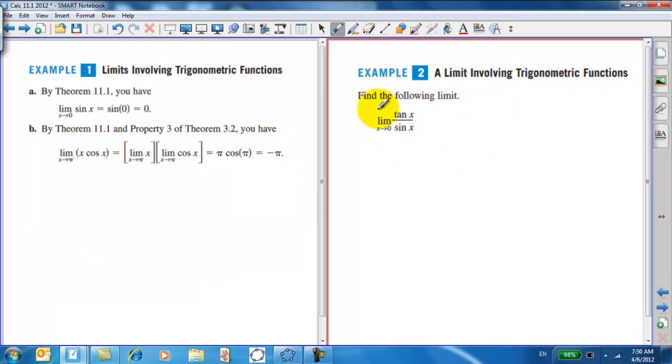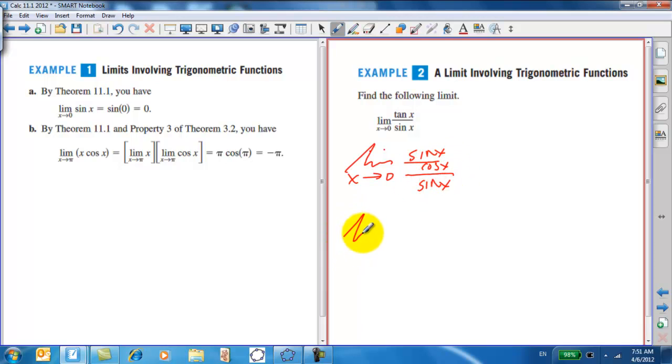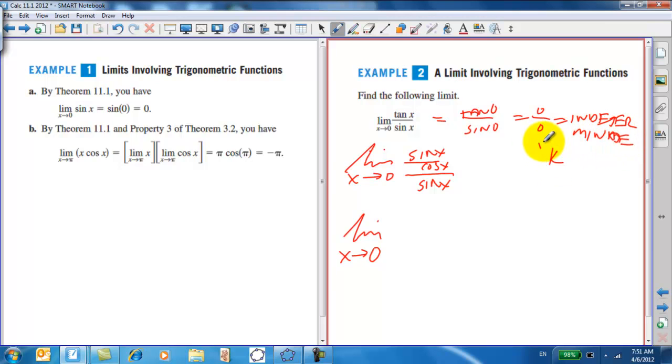Now, what if we involve other trig functions like this limit: x goes to 0 of the tan x over sine x? We might have to do some trig identities first. Like the limit as x goes to 0, tangent is sine x over cosine x, and now you're dividing by sine of x. Notice, if I put the 0 in right away and did tan 0 over sine of 0, that would be 0 over 0, which is indeterminate. Kind of like what we did before when we first started doing the definition of the derivative. That means keep looking. Keep looking.